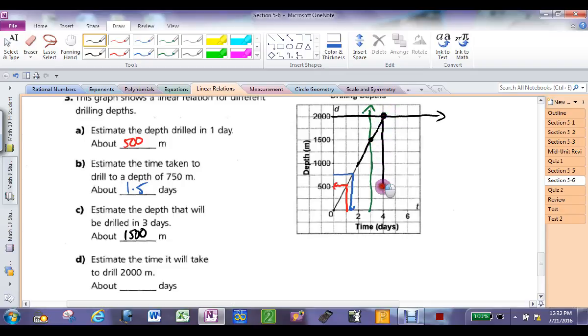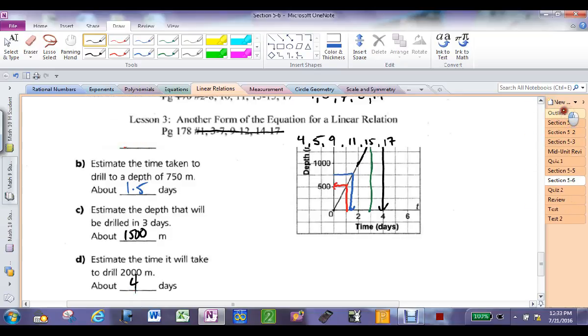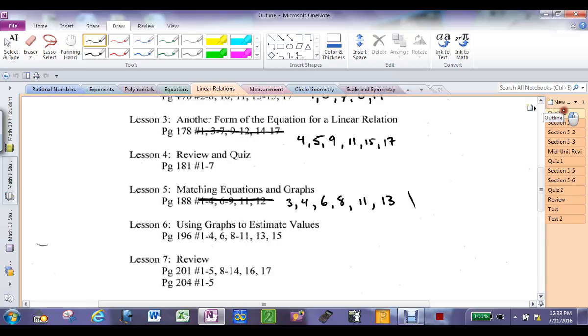So how long? Full days. Got it? That's a long time. 4 days. Is that straight day and night digging? Well, a day is 24 hours.